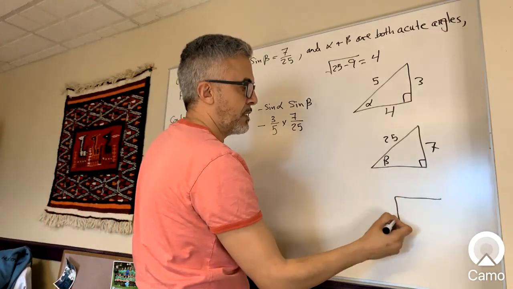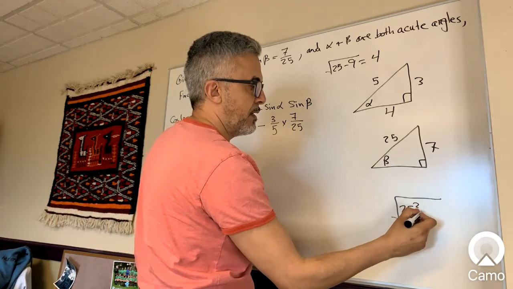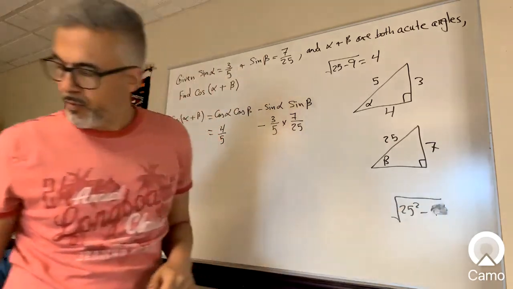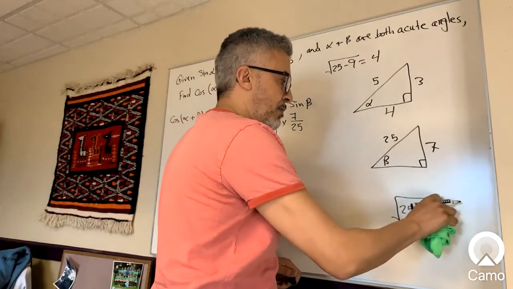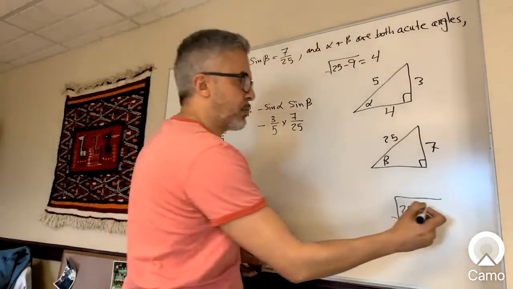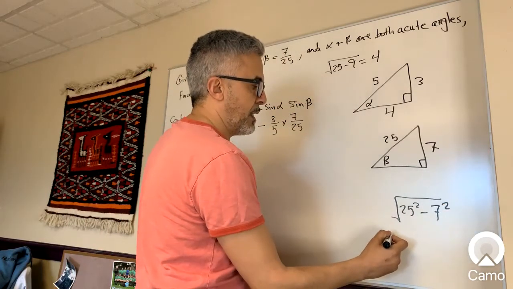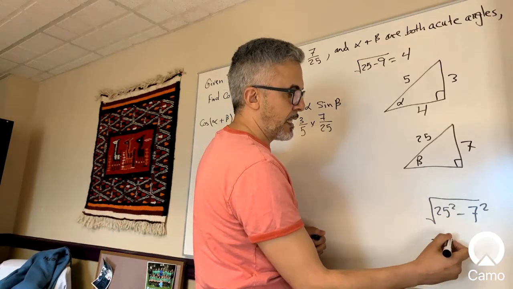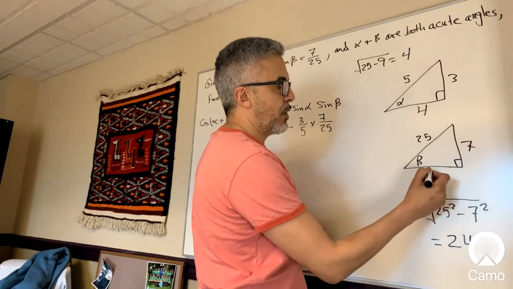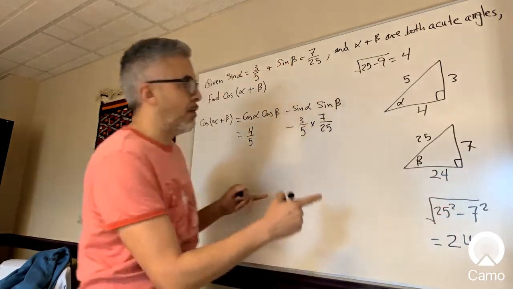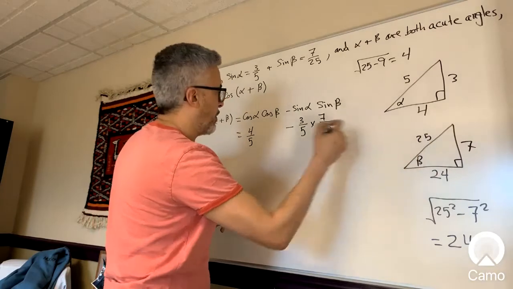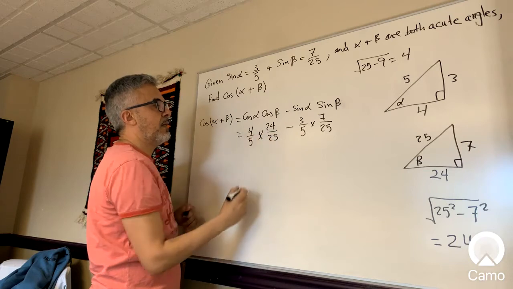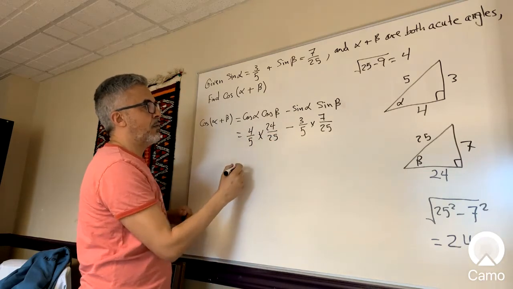How about this? Now this here is the same thing. You just do Pythagoras, and it's the square root of 25 squared minus 7 squared. When you throw that in your calculator, it's going to give you 24 as the final answer. So I know, therefore, this is 24. Now, cos beta then is going to be adjacent over hypotenuse, which is 24/25 times right there.